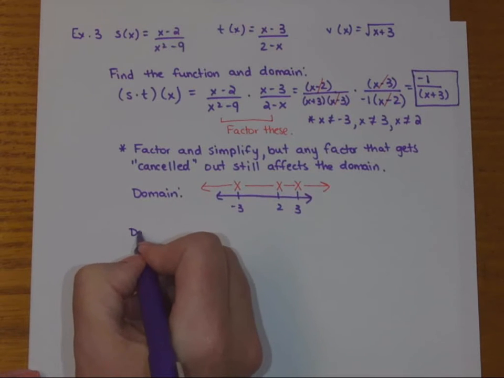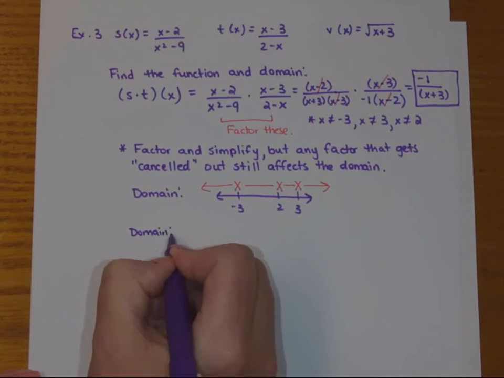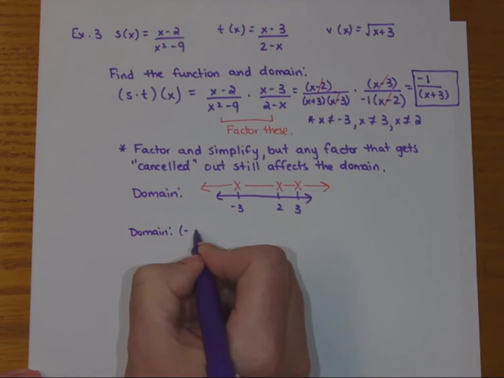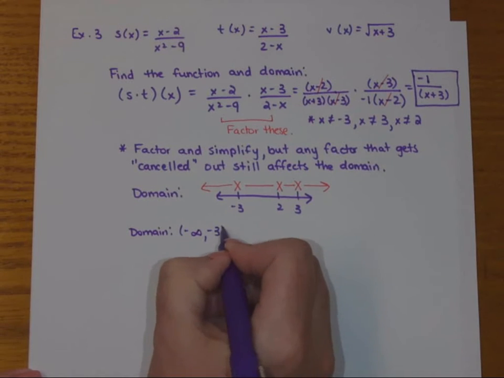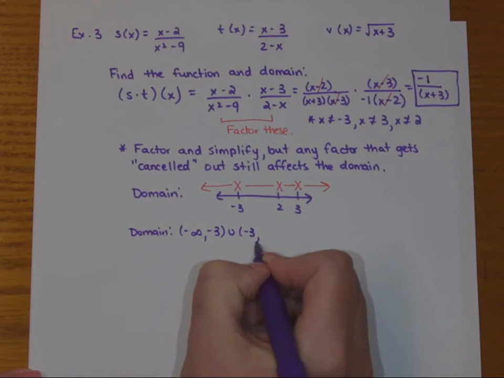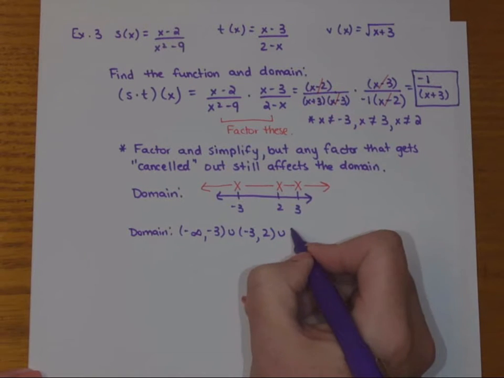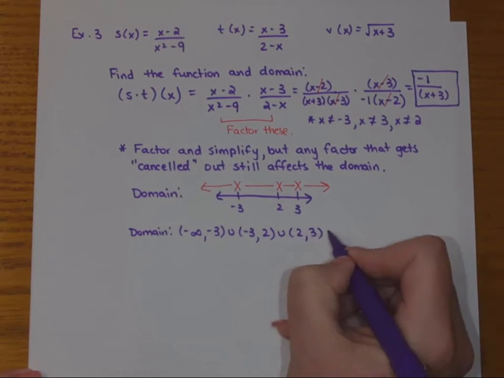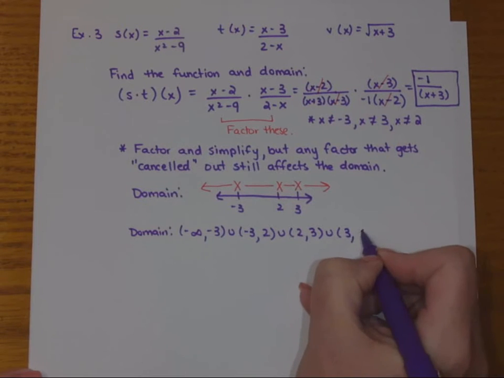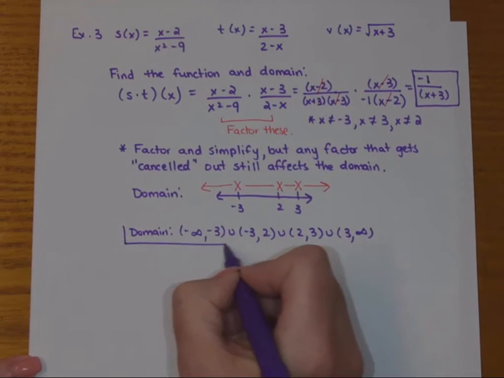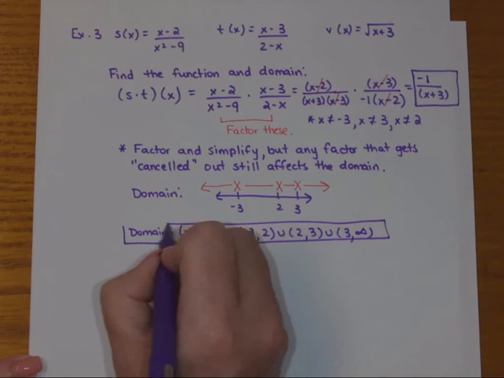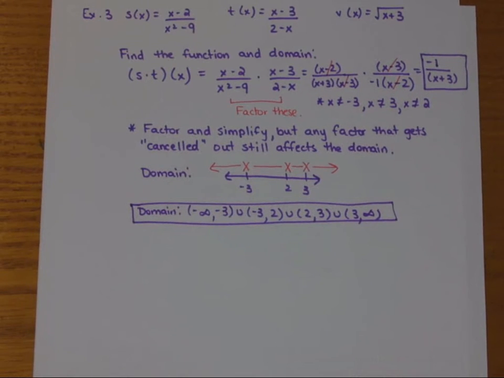So in the end, again, the picture is optional. This is what's required, the interval notation I'm about to write. So let's go from left to right. So -∞ to -3. Don't include -3. Then go from -3 to 2. Don't include either one. Then go from 2 to 3. And then finally go from 3 to infinity. Notice my domain has 4 pieces because my picture had 4 pieces.